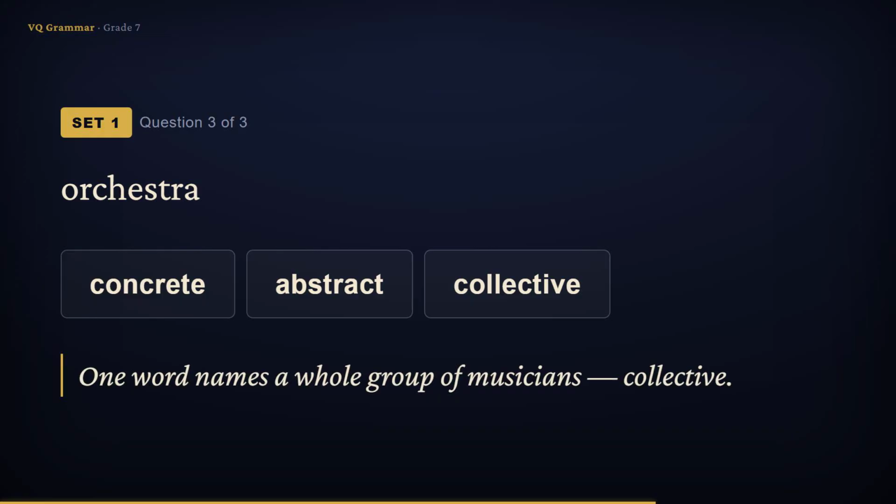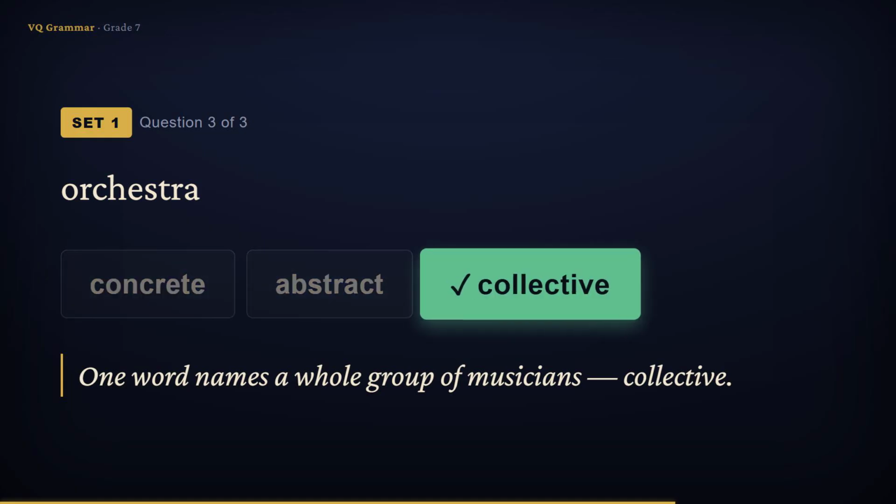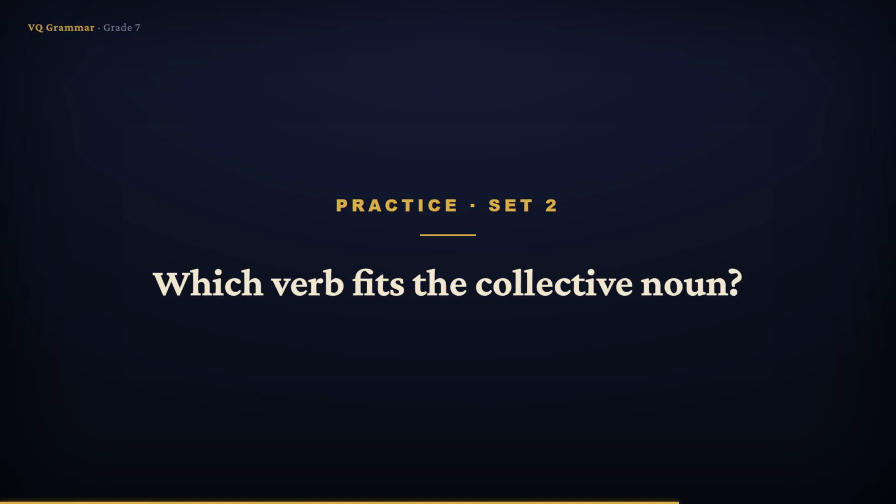Orchestra. Notice that a single word covers dozens of musicians playing together. One word, a whole group. That makes it collective. So the answer is collective. Now let's use that bonus rule. Each sentence has a collective noun. Decide whether it should take the singular verb or the plural verb, based on whether the group acts as one or as separate members. Pause and choose before I answer.